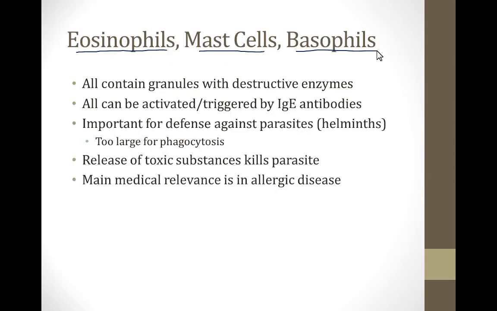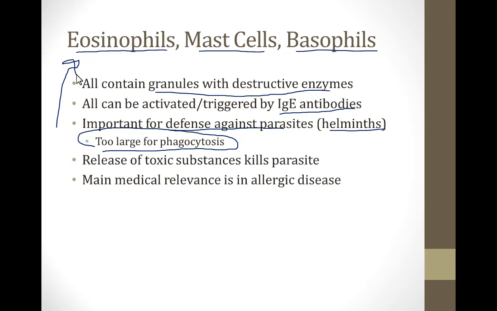The last elements of innate immunity are the eosinophils, the mast cells, and basophils, and I find it helpful to think of these three groups together. They all contain granules with destructive enzymes. They can all be activated or triggered by IgE antibodies from B cells. They're all important for defense against parasites, especially helminths. These pathogens are way too big to be phagocytosed by macrophages, so these cells probably evolved in order to protect us from these large invaders. What they do is release toxic substances onto the parasite to kill it without having to engulf it in phagocytosis.